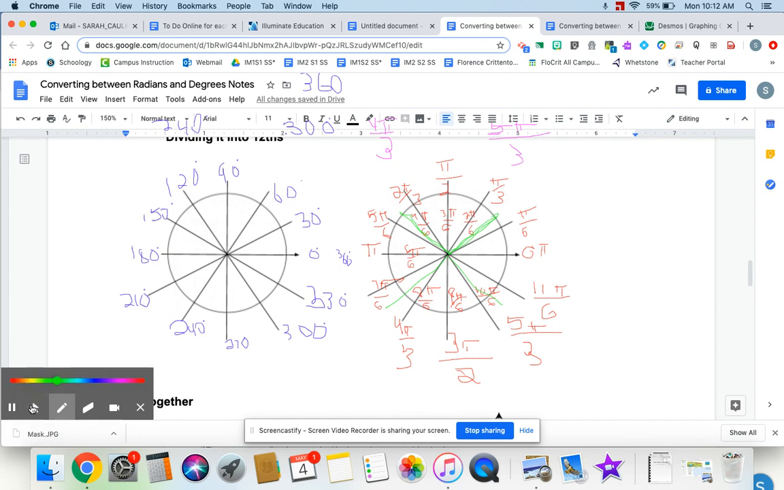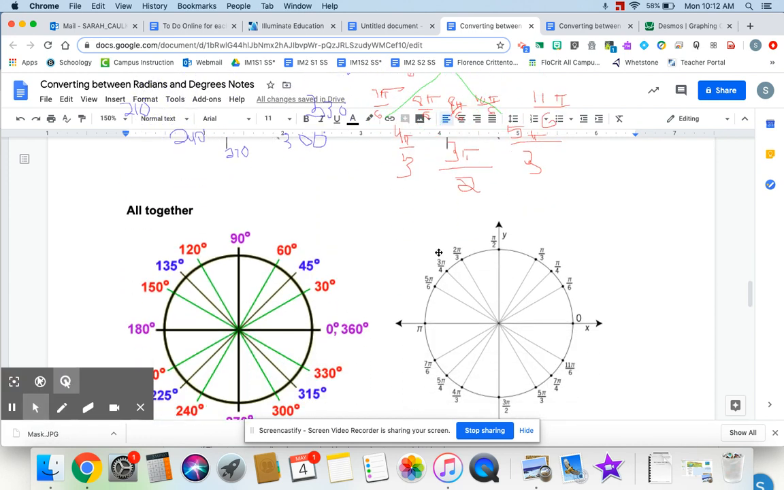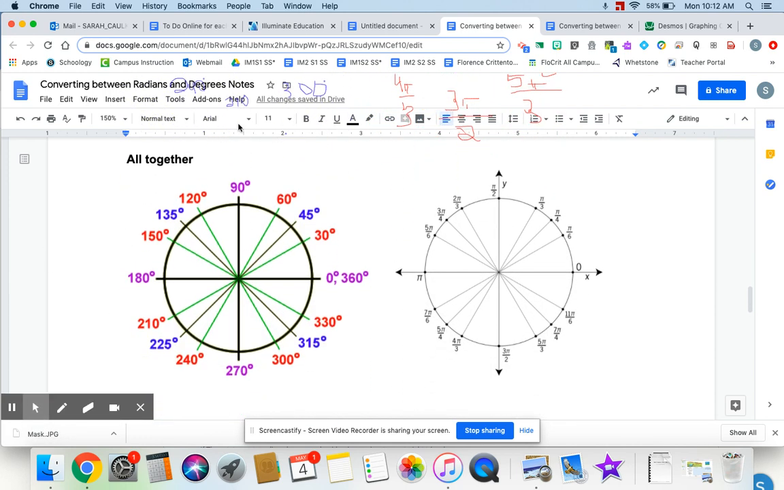So putting it all together, and I just gave them to you. All together, this is the degree one. So the 0, 90, 180, 240, and then there's also the 45s. The next 45 is the 90, then the 130, and then the 30s and the 60s. It's all there. Here's all the pi ones.